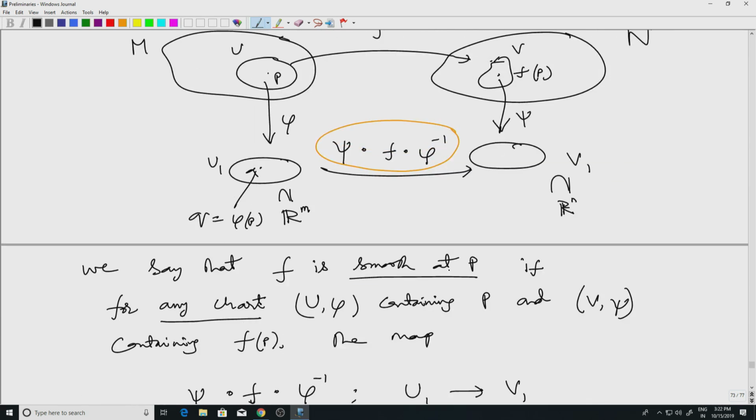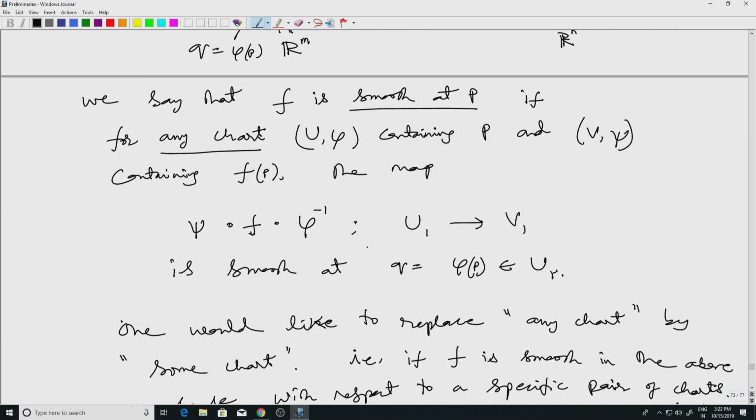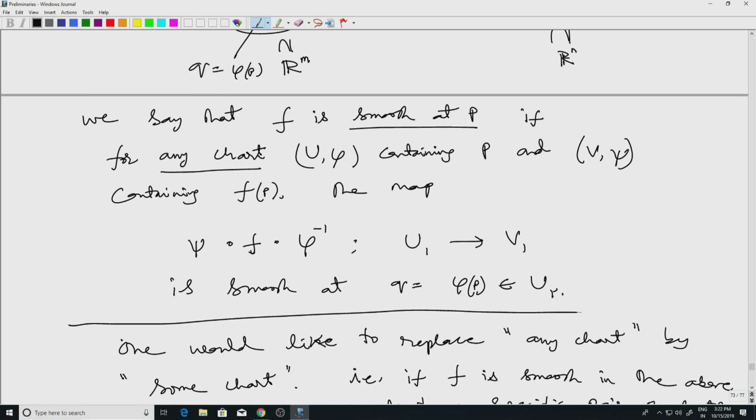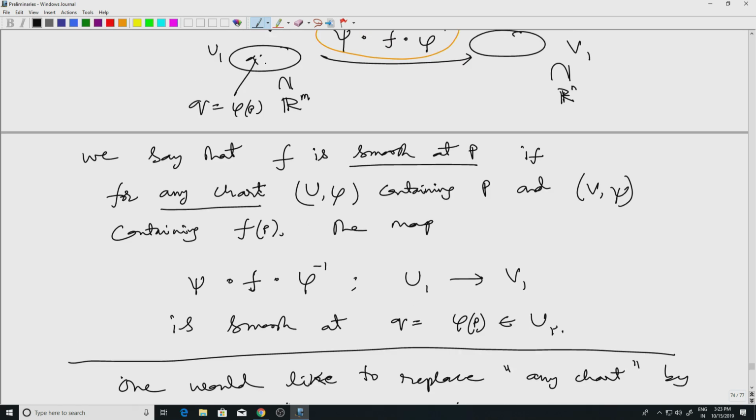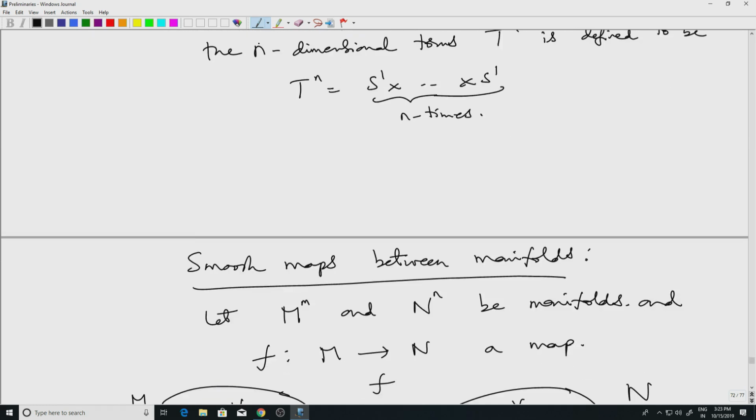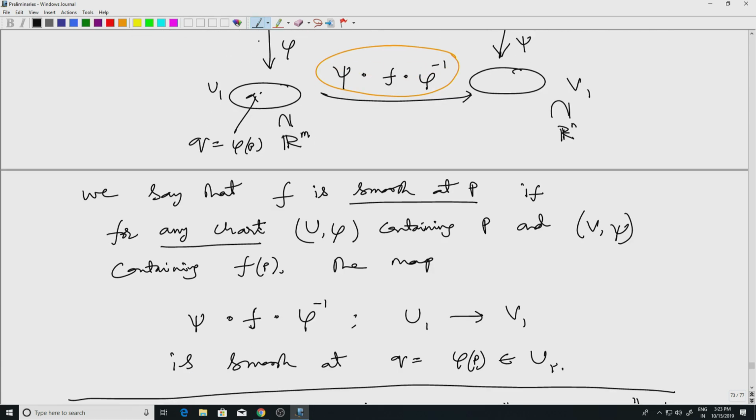Now, there is one important thing that should be mentioned. When I define smoothness at P, let's go back a few slides, I have to mention the following. For this composition to make sense, since I'm doing C of f of something, I want to ensure that f of this u1 is contained in the chart. This is the definition of smooth maps. Here, I want to ensure that this map C of f of phi inverse makes sense. In other words, we say that f is smooth if for any chart containing P and containing f of P.